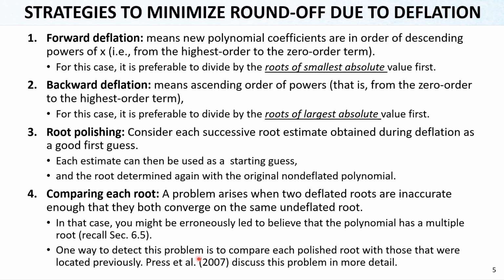To detect this, we need to compare each polished root with those that were located previously. Sorry, the polished root is here: the root estimate obtained during deflation as a good first guess. So the starting guess gives us the root, or the root is the first guess. Then we will use the identified root as the first guess, and we will use that to compare with the roots located previously.